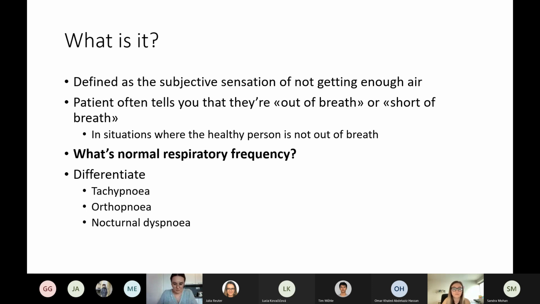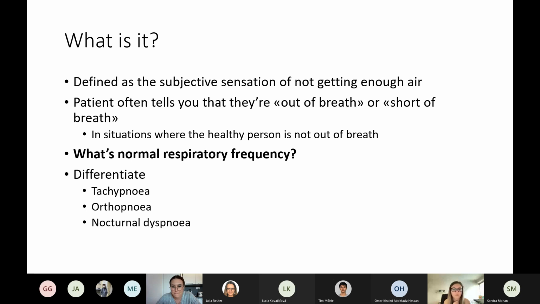Okay, so dyspnea is defined as a subjective sensation of not getting enough air. So the patient often tells you that they are out of breath, in situations where a healthy person is not out of breath. Can anyone tell me what the normal respiratory frequency is? Any number? Like 12, 15, 12 to 20 or something. Yeah, so that's the normal range.